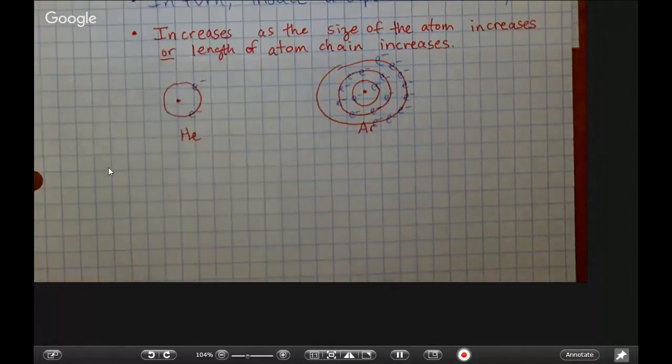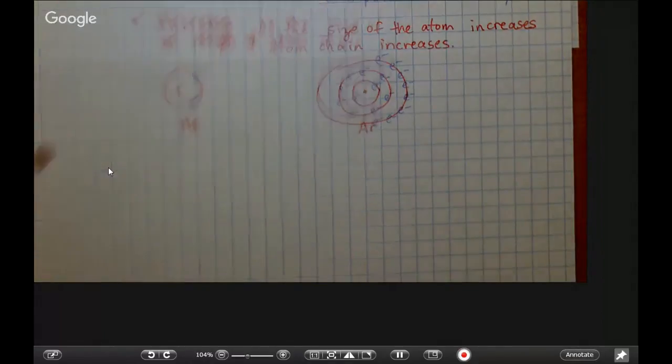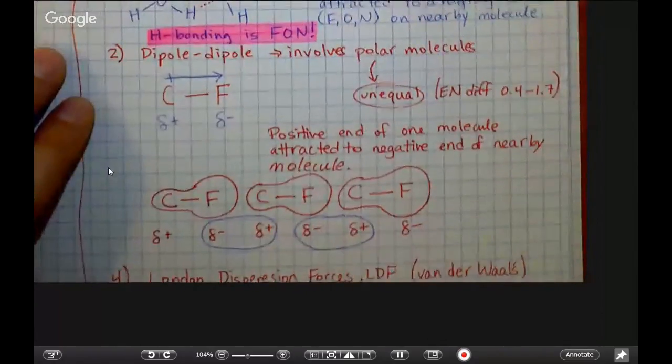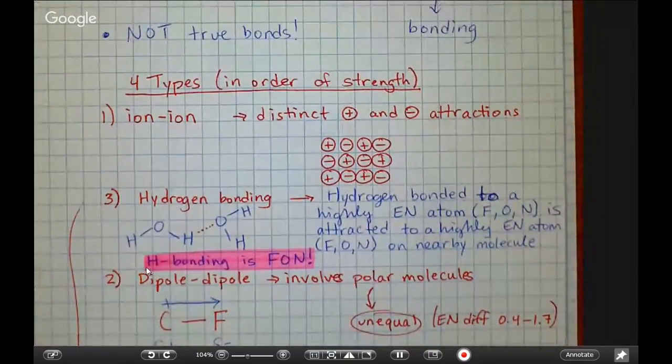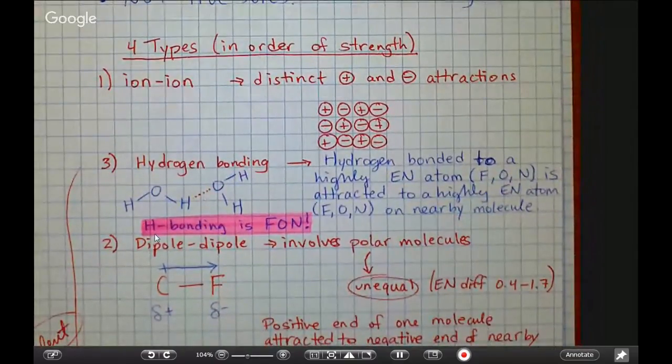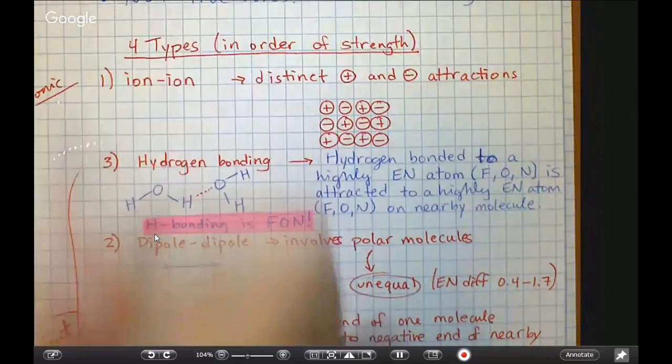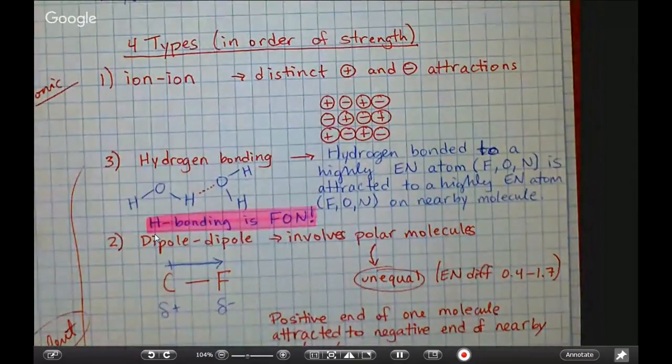Okay, so stay with me, folks, here. So we have these 4 types. All right, so I'll kind of sum up to get to where we were. So we started with ion-ion, and ion-ion is only ionic. Okay, and here we have distinct positive and negative attractions. It's just how the molecules are set up. Right, so we have like the positive, negative, and those are actual attractions.